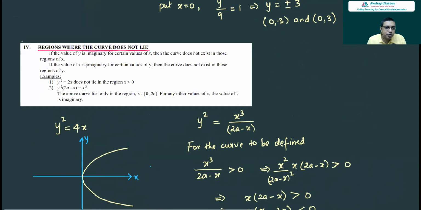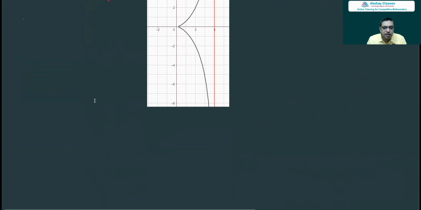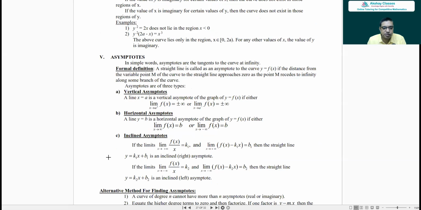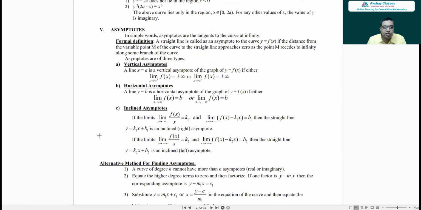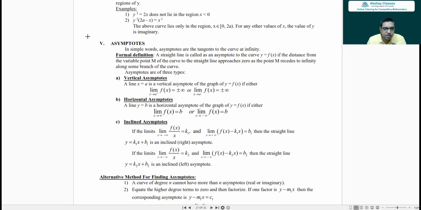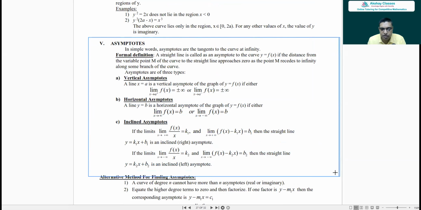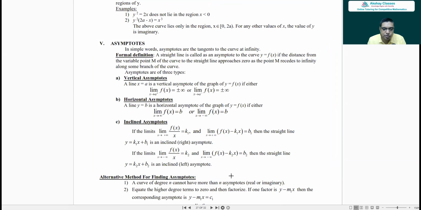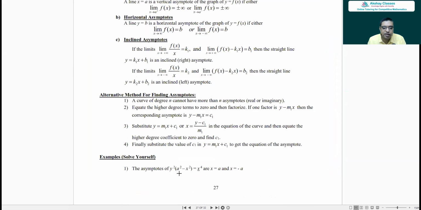So this is about the regions where the curve does not lie. Okay, next let us consider asymptotes. A very important concept. I think in 10 minutes I will not be able to cover the full one, but let us try. At least the first portion of the asymptotes I will discuss. The second part, how to find asymptotes for a complex equation, we'll see later.